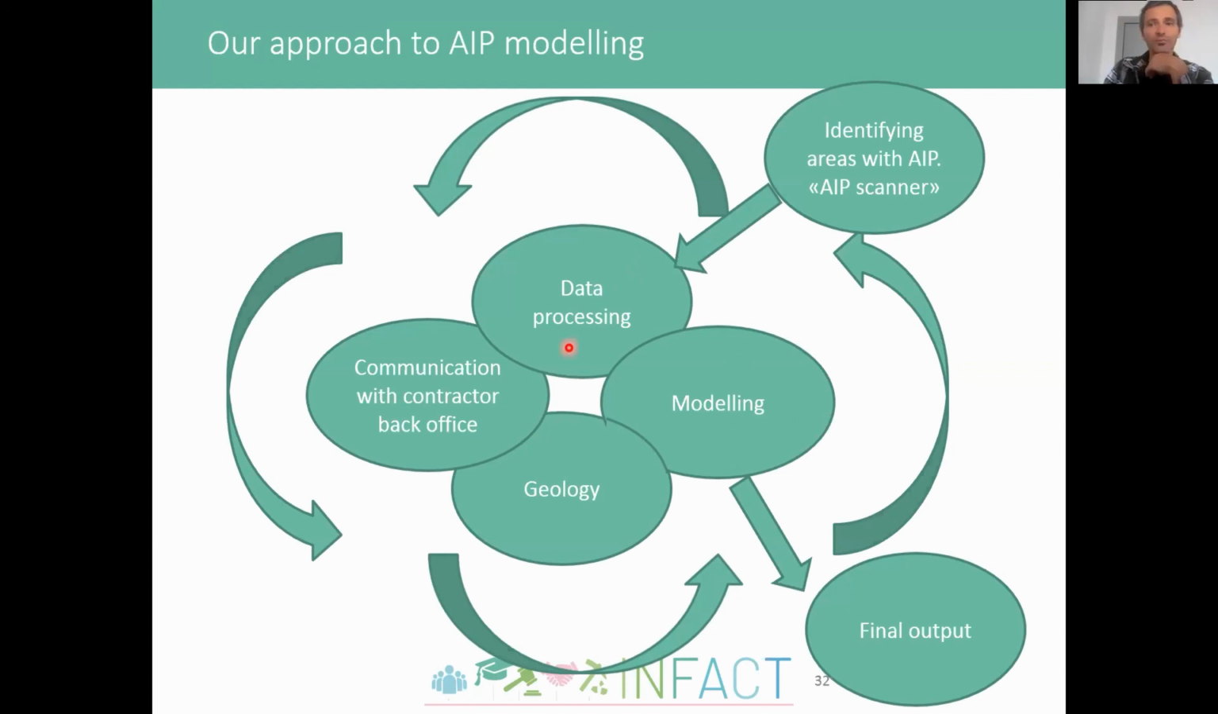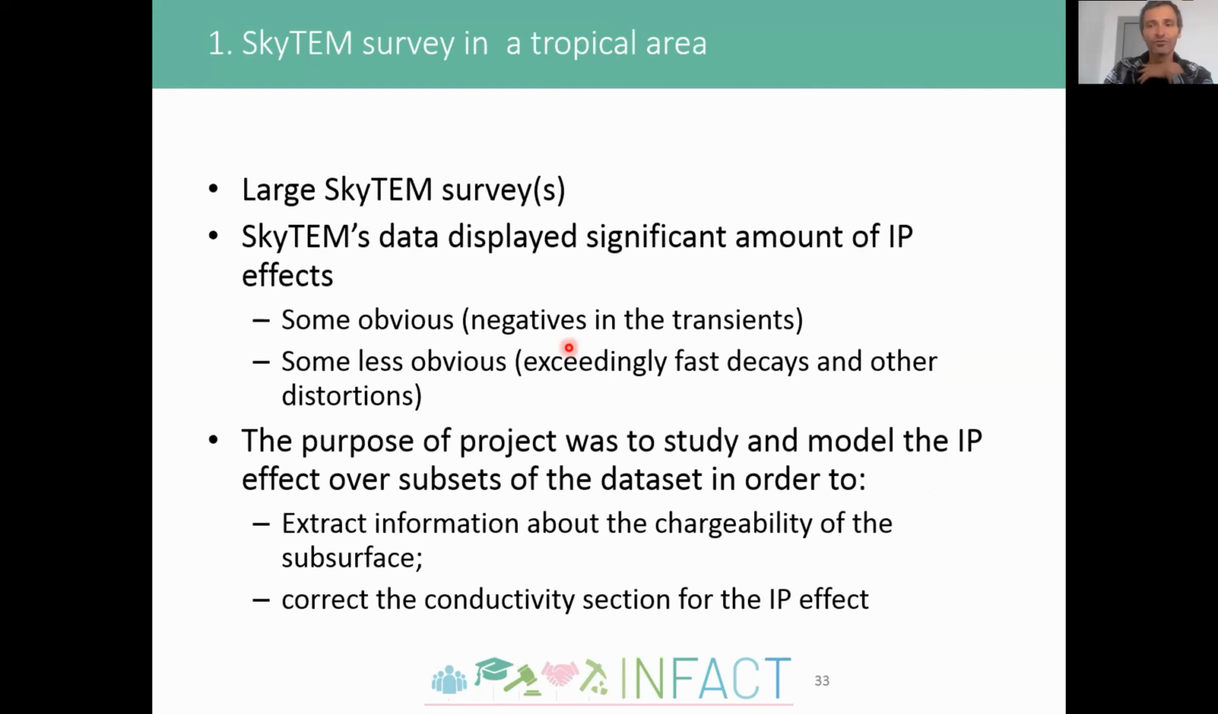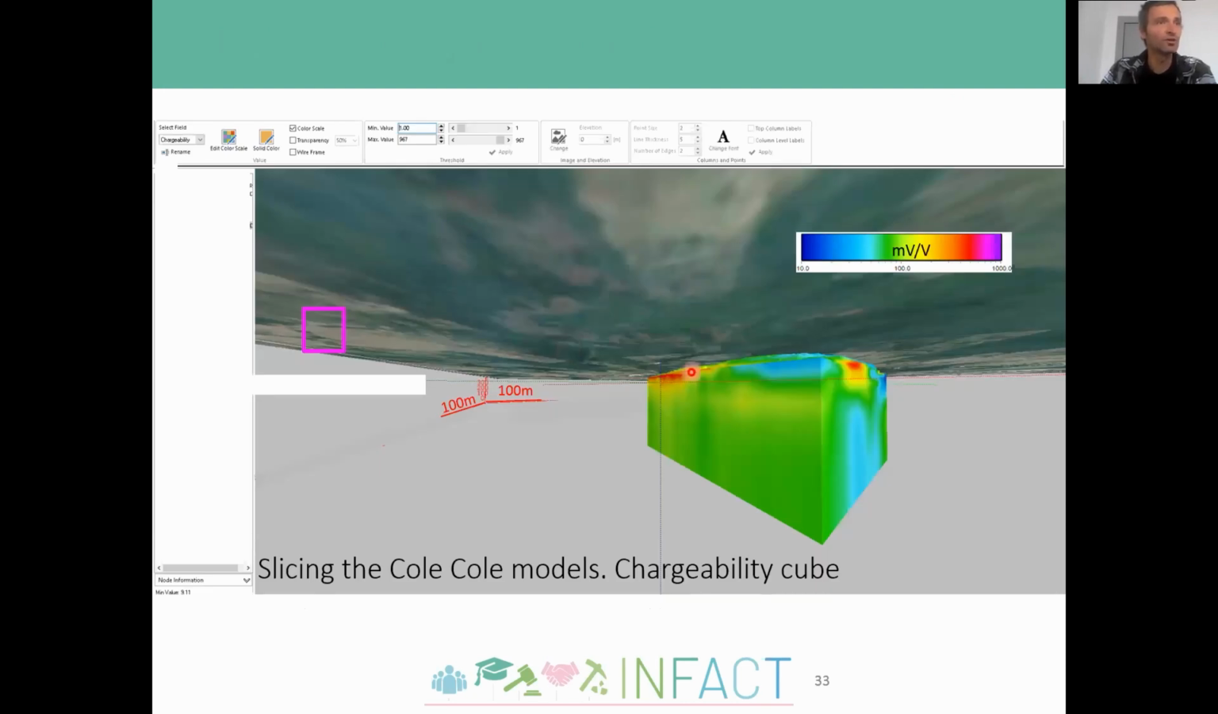I'm going to start with the first example, a simple one, from a SkyTEM survey from a tropical area. The goal was to see how things looked if one put the airborne IP glasses on. So basically, we modeled this with IP, and this is a chargeability cube. I'd like to draw your attention to the depth scale here. The entire cube goes down to 700 meters, and we actually have some chargeable stuff down to 250 meters. I'm going to slice this.